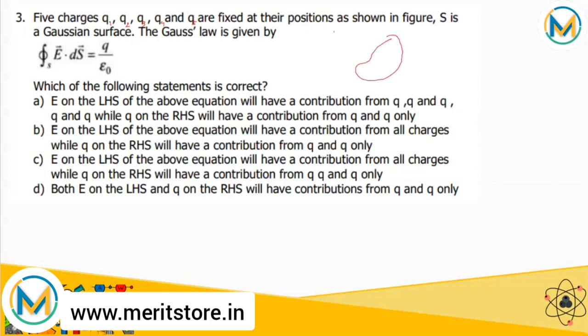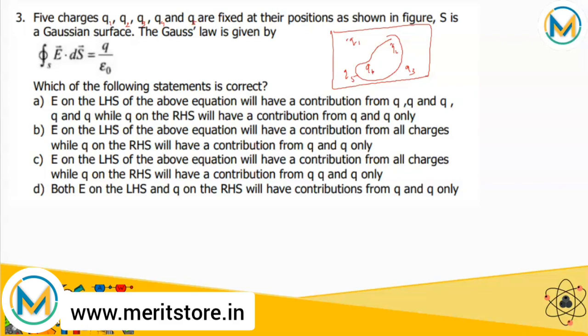There are charges Q1, Q2 is over here, then there is Q3, Q4 and Q5. Now we're supposed to look at which statement is correct.